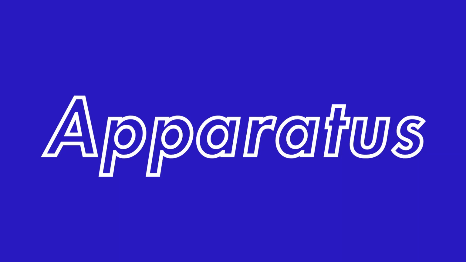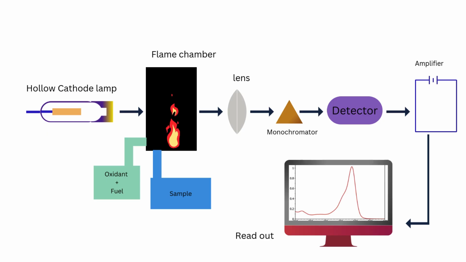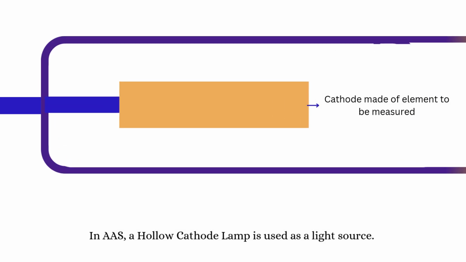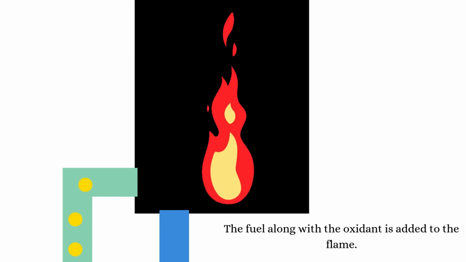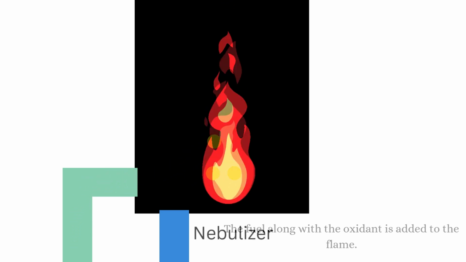Apparatus. The apparatus used in AAS consists of a hollow cathode lamp, a flame chamber, lens, monochromator, detector, amplifier and reader. In AAS, a hollow cathode lamp is used as a light source. The next component is the flame atomizer, which requires an oxidant to sustain the flame, for example, acetylene, nitrous oxide or air. The fuel along with the oxidant is added to the flame. The nebulizer then homogenizes the sample into a fine mist that is added in the flame chamber.